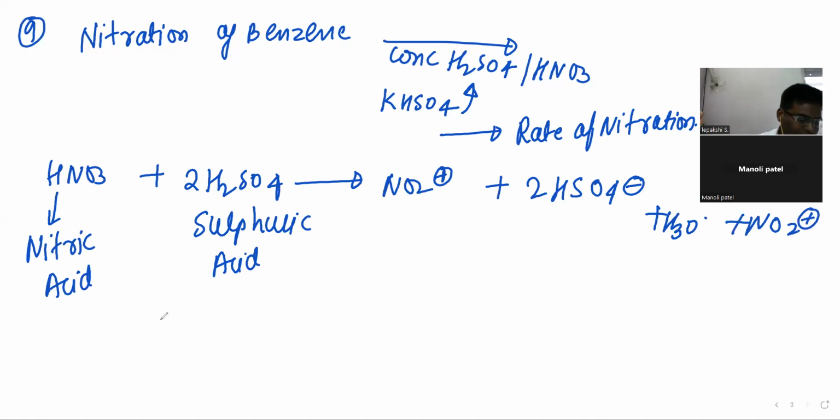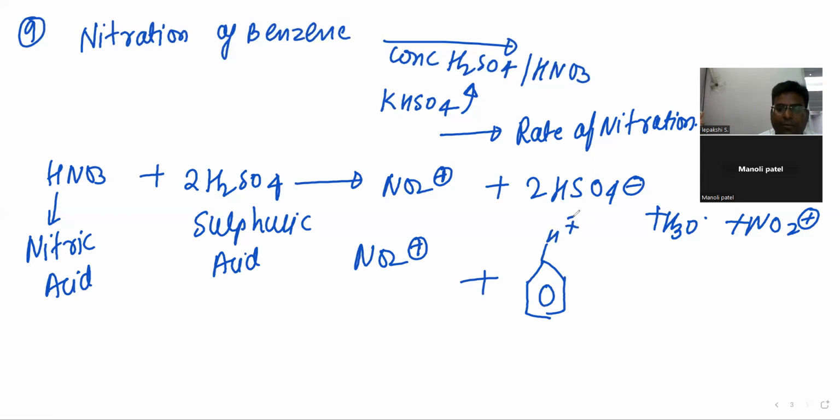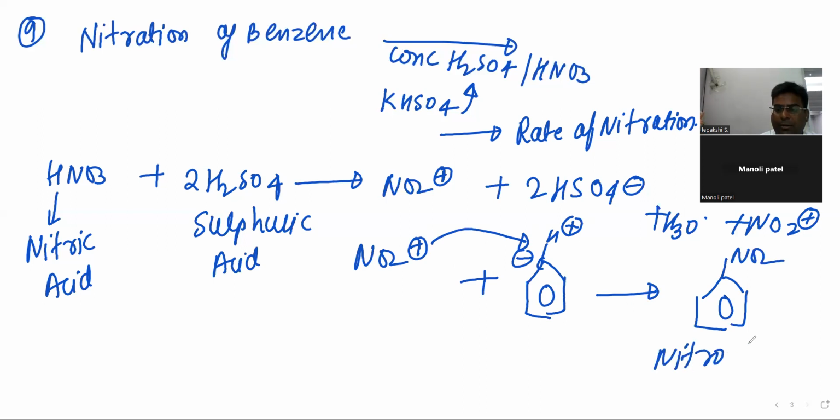Now see, this NO2+ is called the nitronium ion. It reacts with benzene. Each carbon of this benzene has hydrogen, so it will form a plus and the other part will form a minus. The minus will attract this NO2, so formation of nitrobenzene takes place. This is called nitrobenzene.